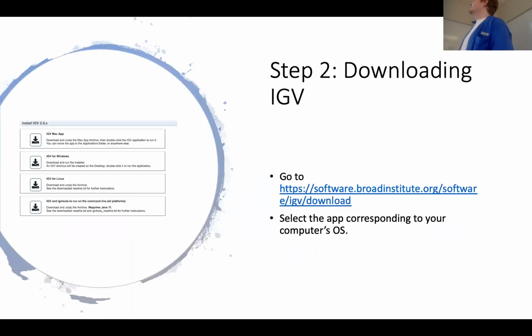The next step will be downloading IGV. Has any of you already downloaded IGV? Okay. So if you haven't, we'll go over the way to download it. You just go to the download page and you select the app corresponding to your computer's OS. So if you have a Windows, you'll select IGV for Windows. If you have a Mac, IGV for Mac. If you have Linux, IGV for Linux.